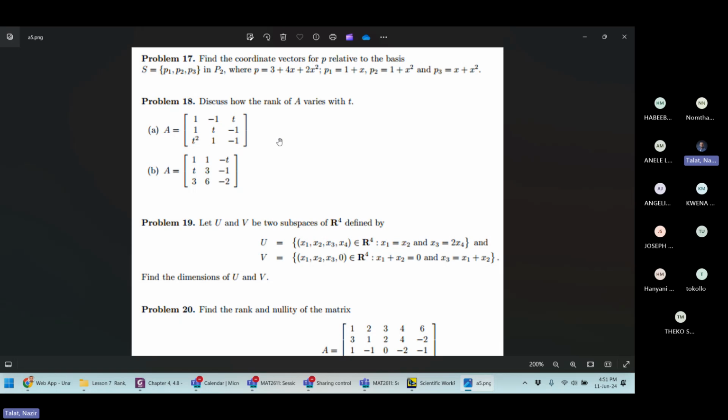So then you can see what the rank will be and how it will be affected for the values of t. For instance, if t has b plus minus 1 or whatever, you can figure that out in both part A and B.